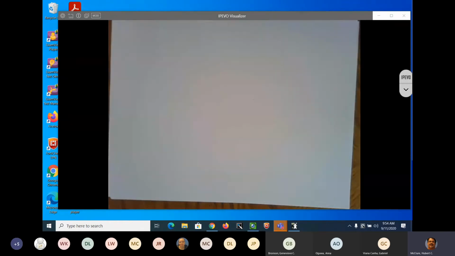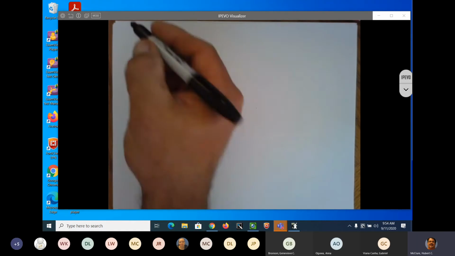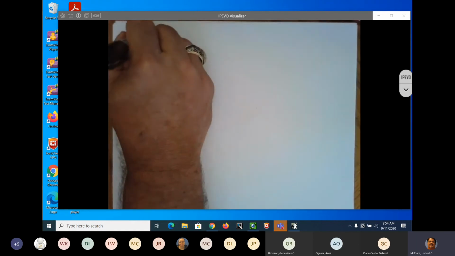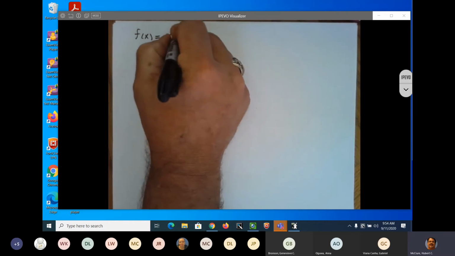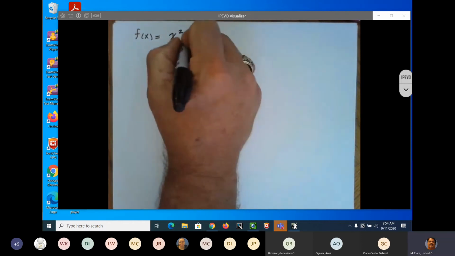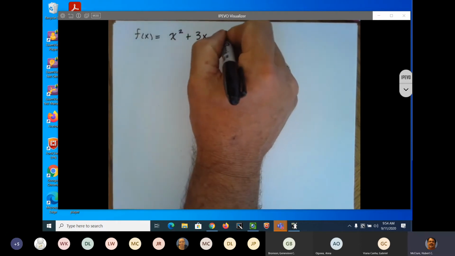Level 3 is going to be a question where you're not going to have a number in the middle that is divisible by 2. Okay, so let's do one that is not divisible by 2. So f of x is equal to x squared plus 3x minus 8.